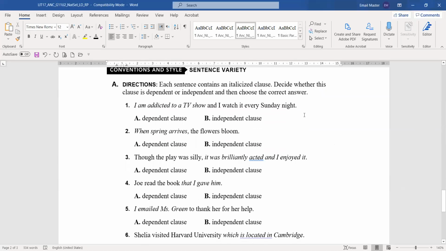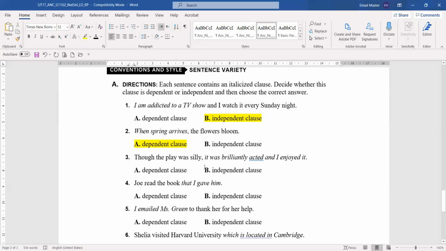So here it says decide whether this clause is dependent or independent. I am addicted to a TV show and I watch it every Sunday night. So both of them are independent because they can make sense on their own. When spring arrives, the flowers bloom. So when spring arrives, that's dependent because we have when at the beginning.